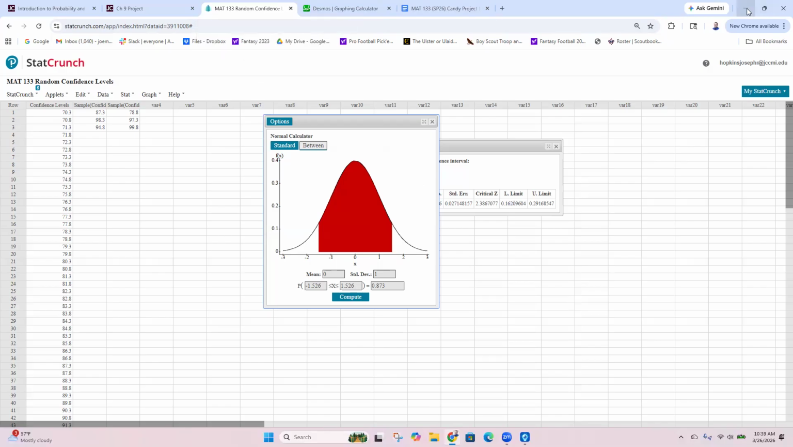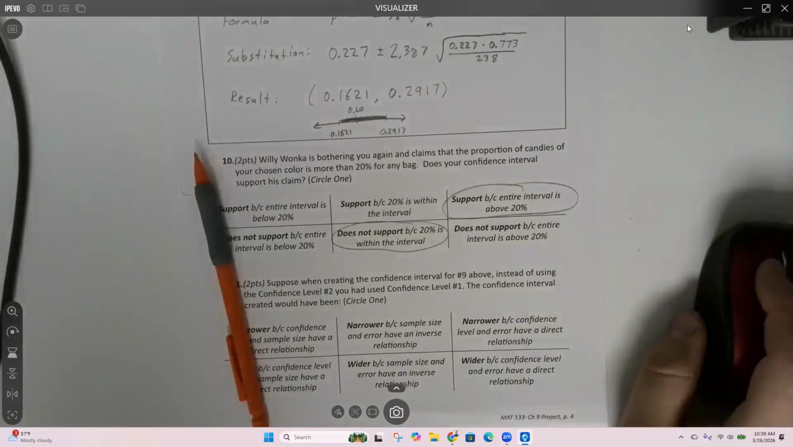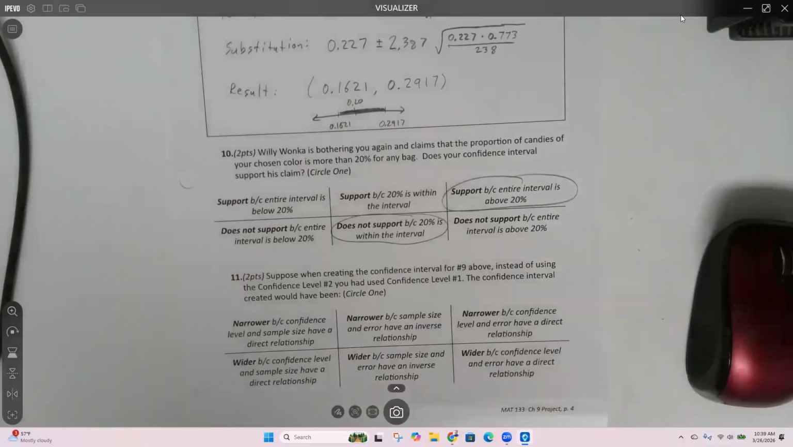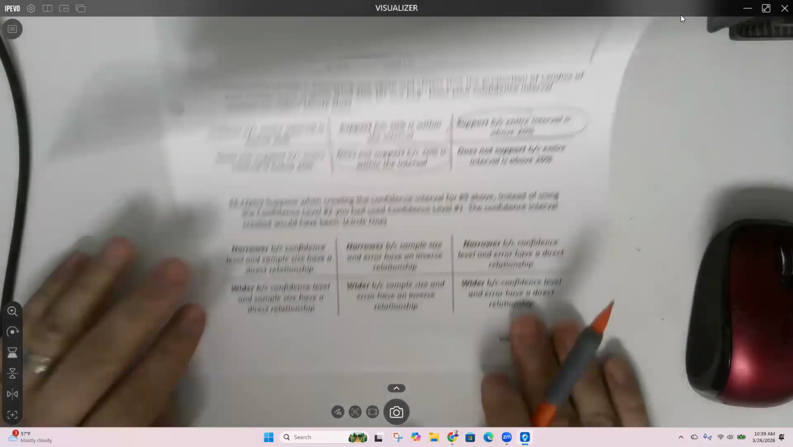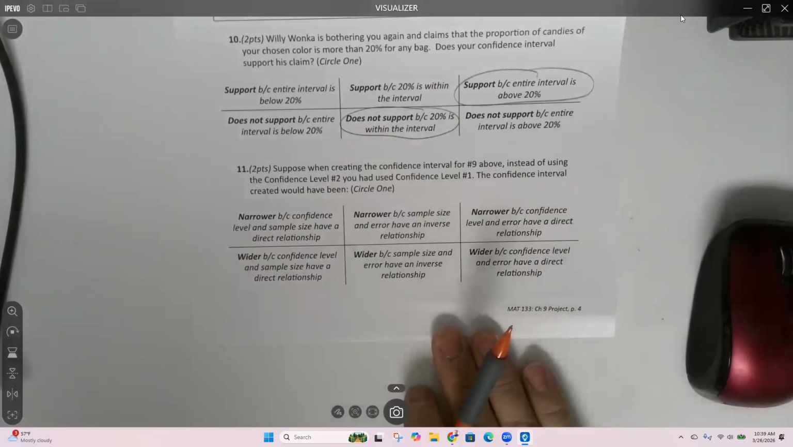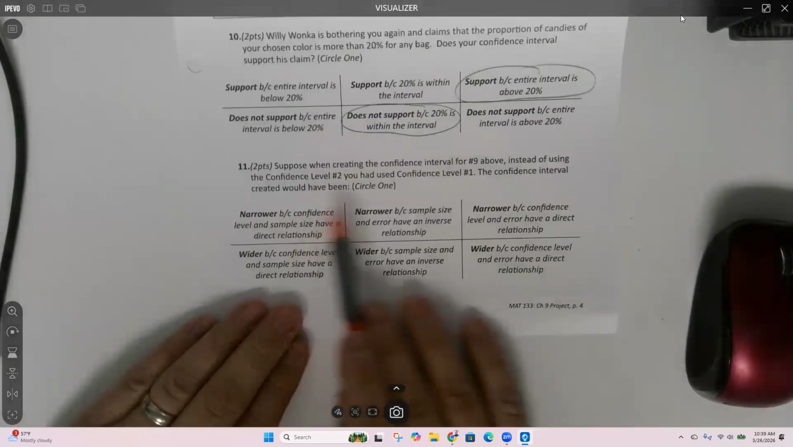Okay. So how do we fix that? Well, to fix that, the best way to do it is get a larger sample size. A larger sample size means your data is more accurate. Okay, so that's what we're going to talk about right here.